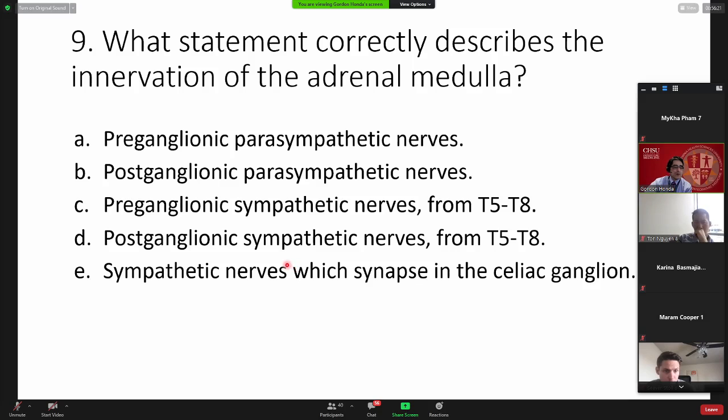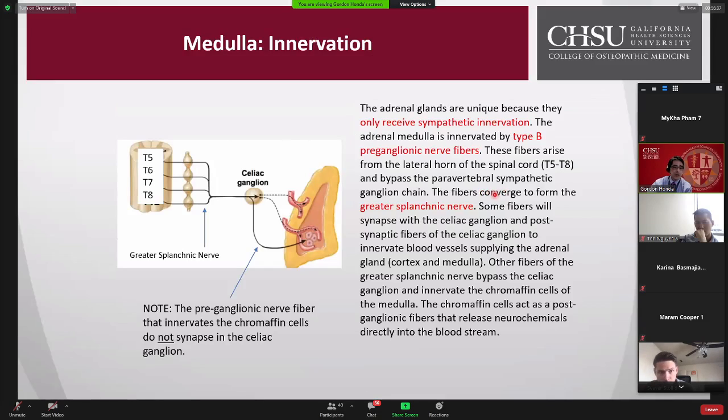So, is the innervation pre-ganglionic or post-ganglionic? If you can remember it is pre-ganglionic, then you're down to two. You just have to remember, are they coming from T5, T8? And you've got the answer. So here's the actual slide that will help you answer that. And the take-home message again is these are presynaptic neurons that go into the celiac ganglia, but do not synapse there. They go partially into it and out, and go directly to the adrenal medulla.